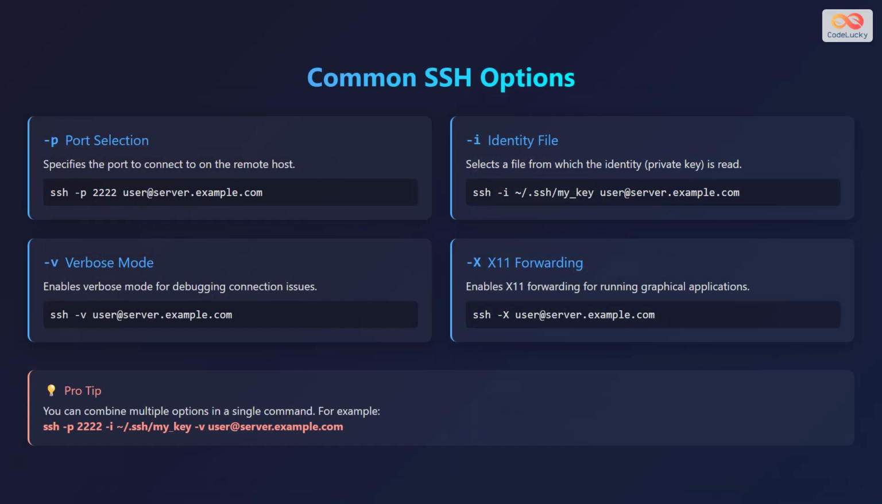Let's explore some common Secure Shell options that can enhance your control over connections. The first option is -p, which allows you to specify the port to connect to on the remote host. For example, you can use the command Secure Shell -p 2222 user@server.example.com to connect to port 2222. The next option is -i, which lets you select a file from which the identity or private key is read.